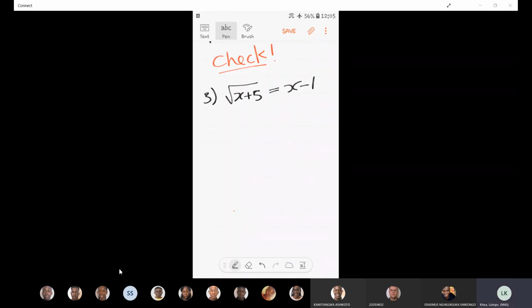Okay. With this one, we said when you have a square root, try and isolate the square root on one side and then you square both sides. So I will have the square root of x plus 5, and then I square this, and this is equal to x minus 1 squared. Okay, then this leaves me with x plus 5, and this is equal to x squared minus 2x plus 1. So I've multiplied it out. I hope that is what you also got.